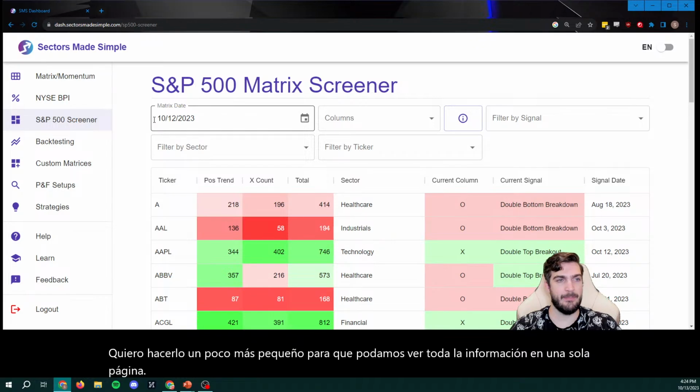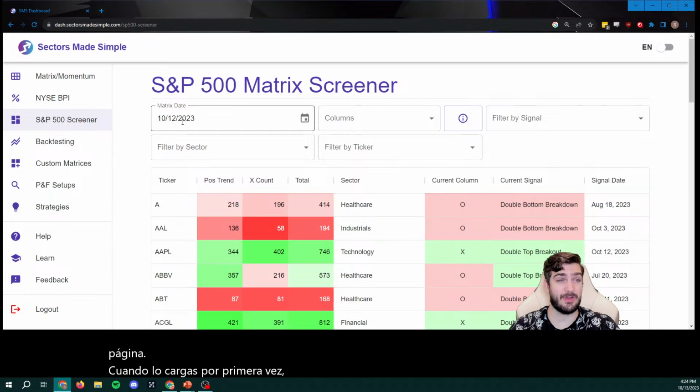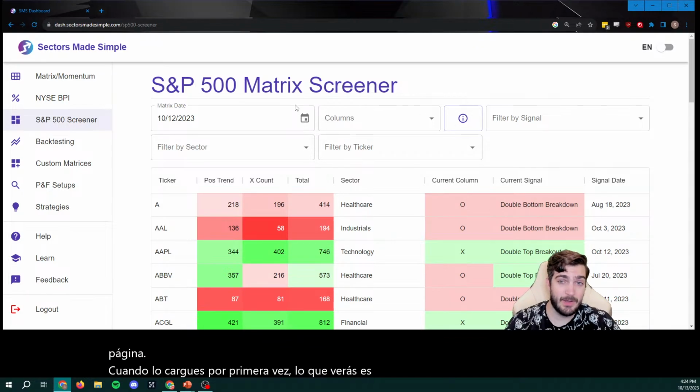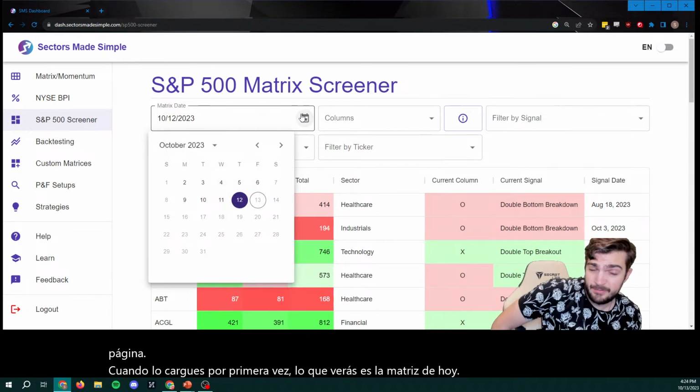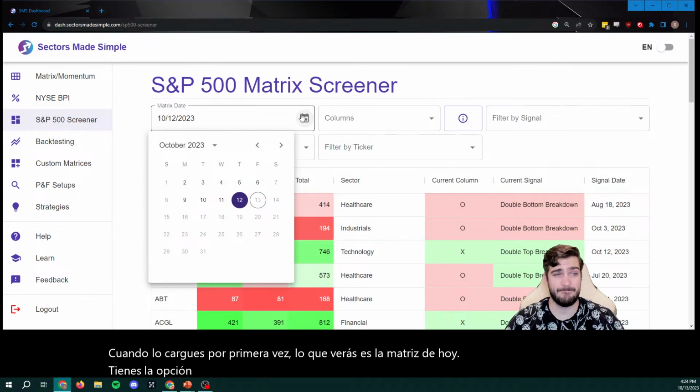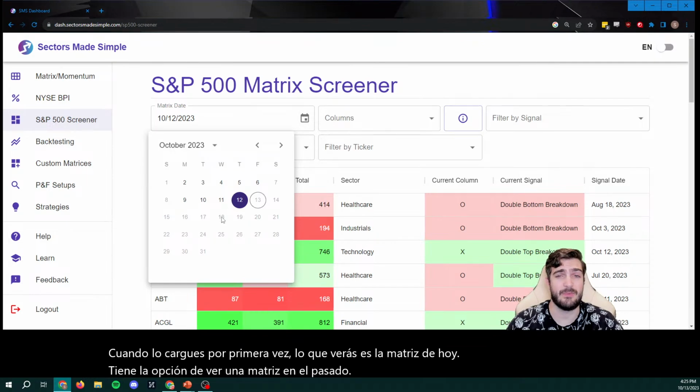When you first load it up, what you will see is the matrix from today. You do have the option of seeing a matrix in the past. We're not going to focus on that right now.